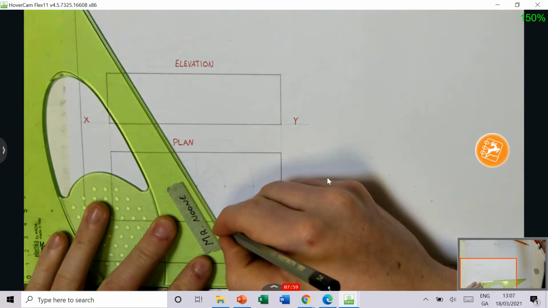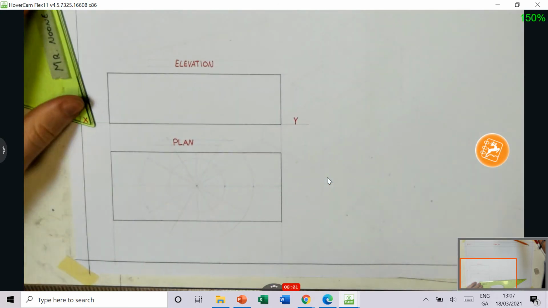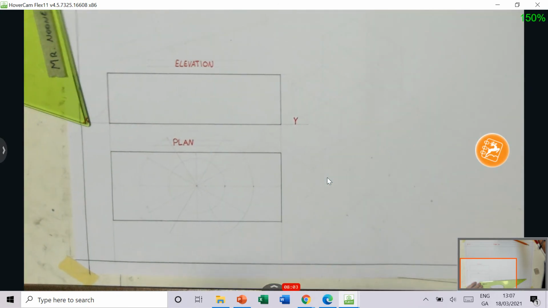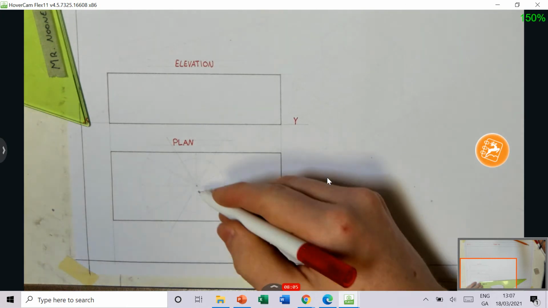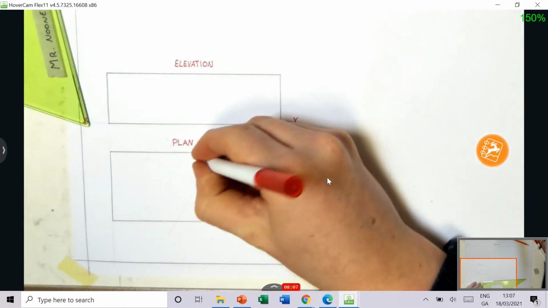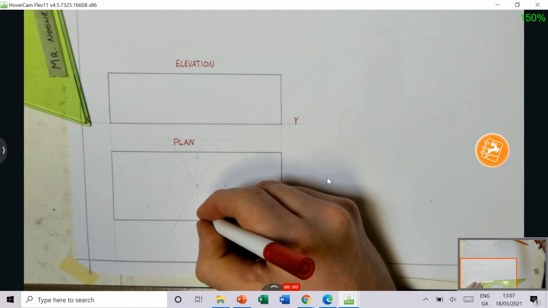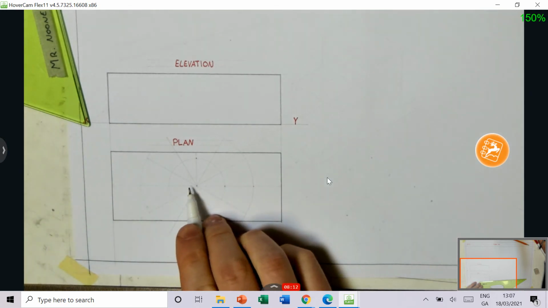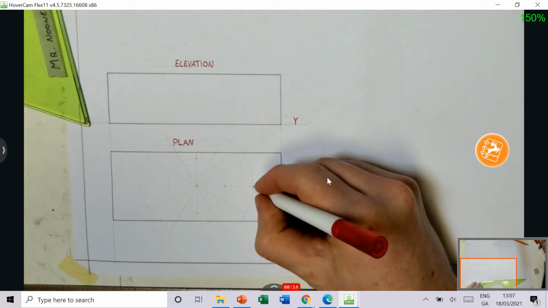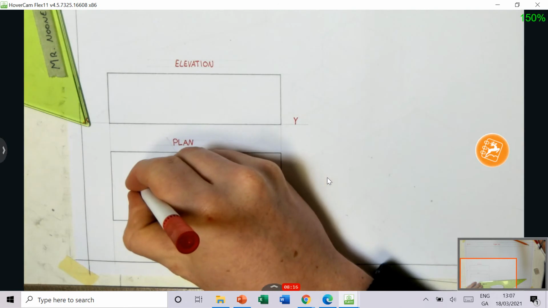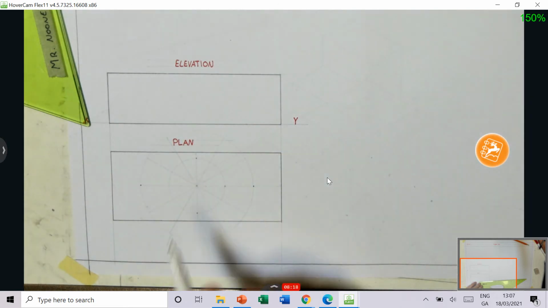Okay, so they're going to help us find points on the ellipse later on, but we already know 4 points on that ellipse. The top of the minor circle, the bottom of the minor circle, the right of the major circle, and the left of the major circle. Okay, so there are 4 points that I know already.